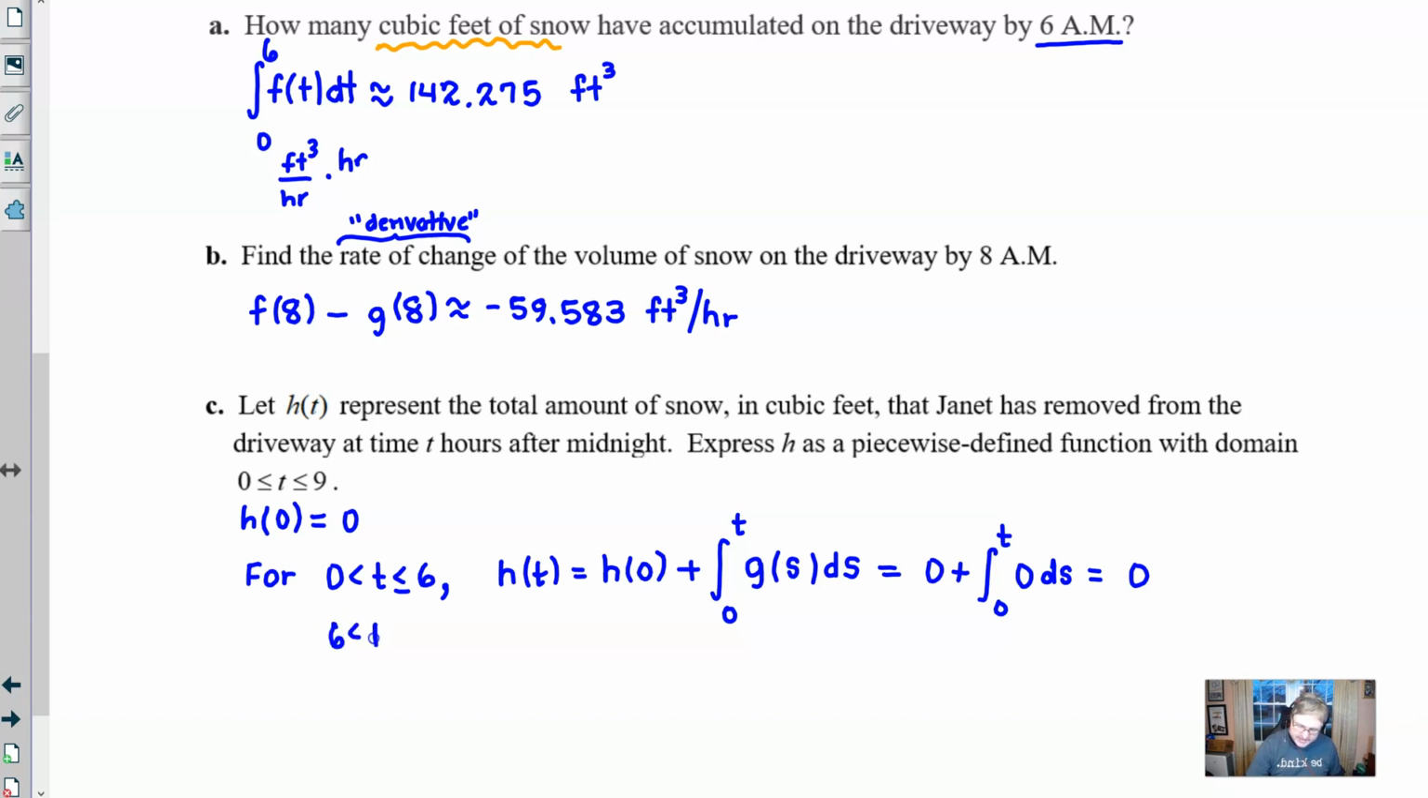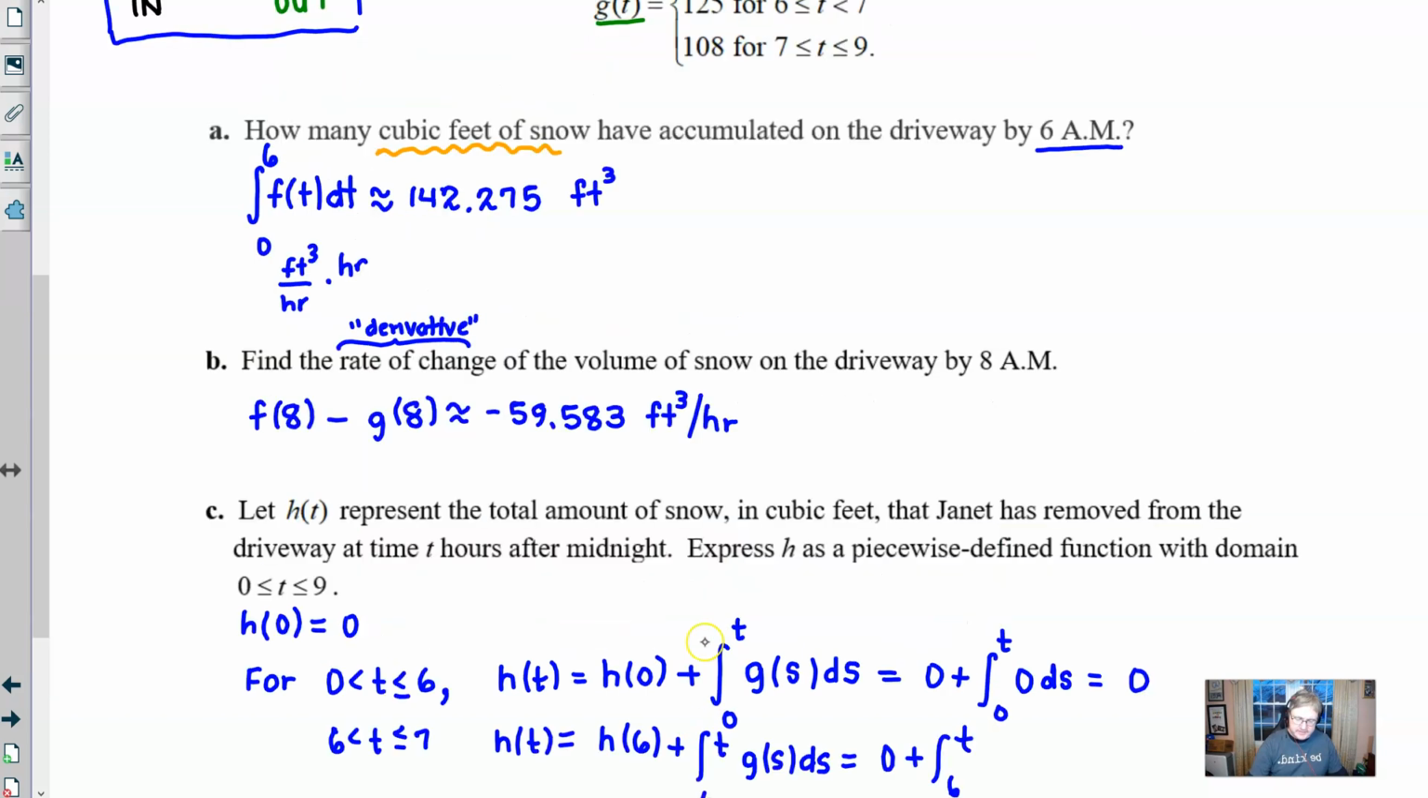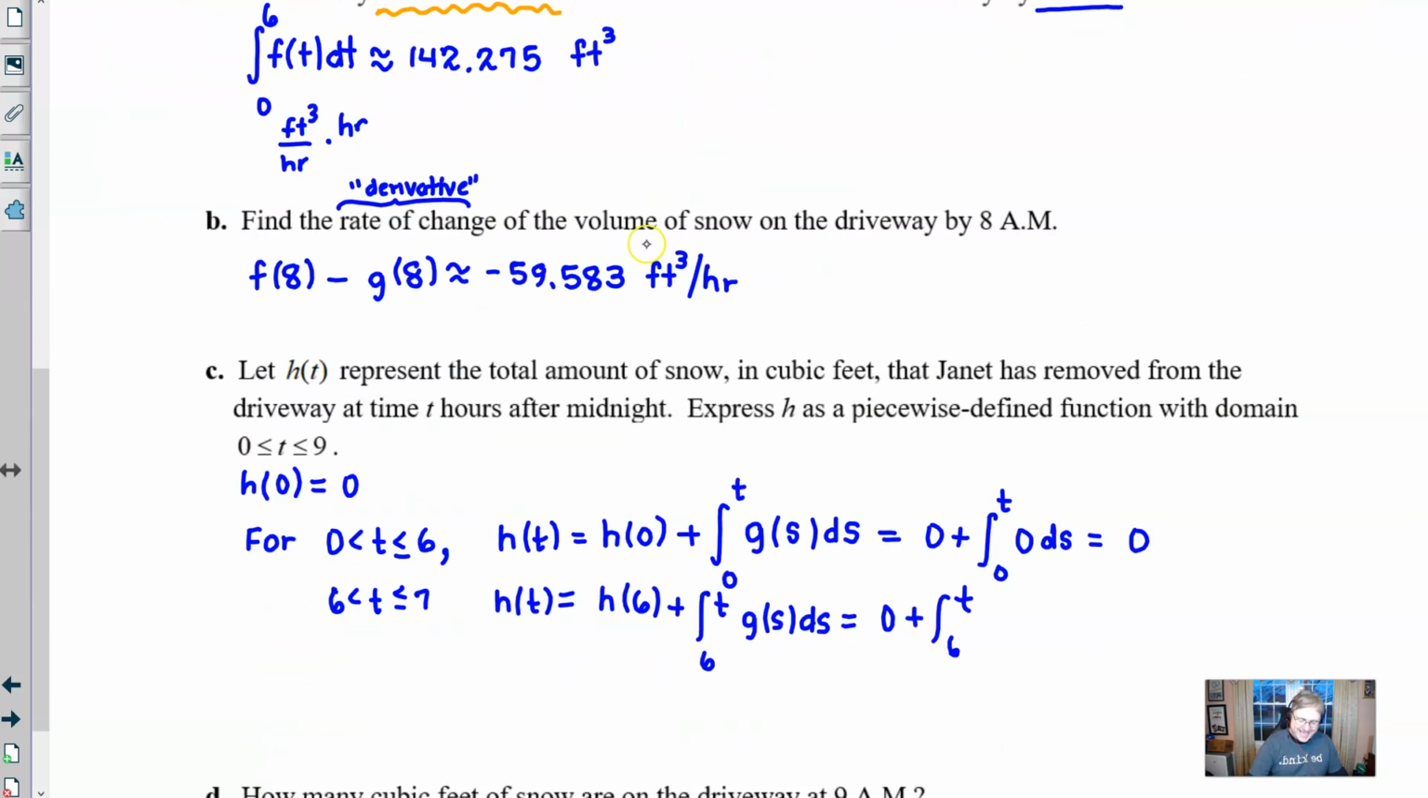Because at 6 o'clock, Janet's got her boots on, she's outside, she's shoveling away. And so now we're going to have a different model for h of t. So now h of t would be how much snow Janet has shoveled at time 6, which, by the way, is 0 again. And then we're going to add to that the integral that starts at 6 and ends at t of this g of s function. Well, again, this would be 0 plus, and then the specific function g between 6 and t is 125 with respect to s. And if we integrate this, we get 125 times s. After all, I'm integrating with respect to s.